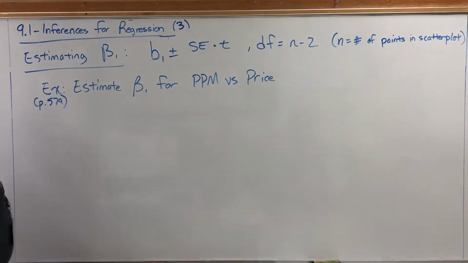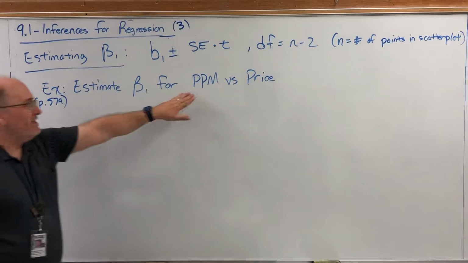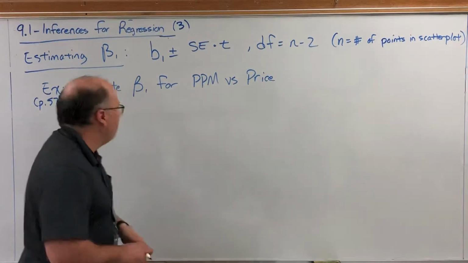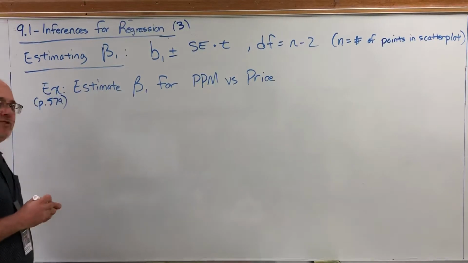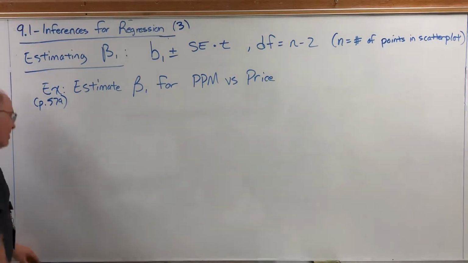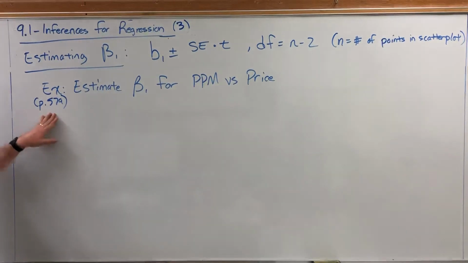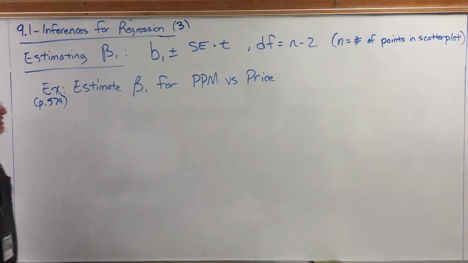So let's go back to the printing speed and pages per minute versus price model from the computer output from the previous video, and let's estimate the slope of the population line based on that output. This is straight out of the book. It's on page 579.